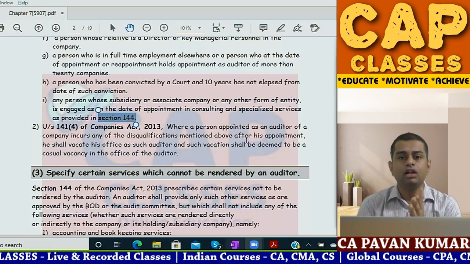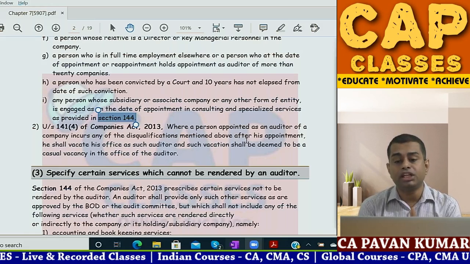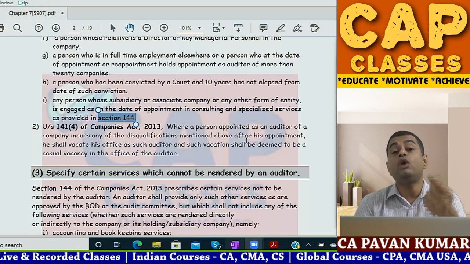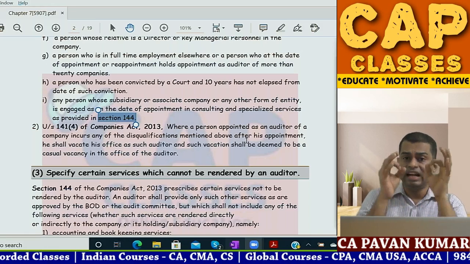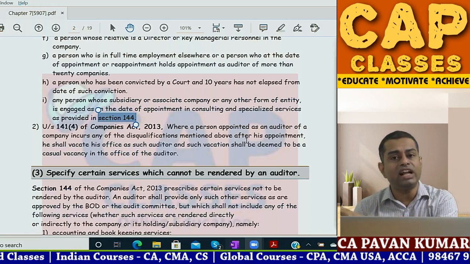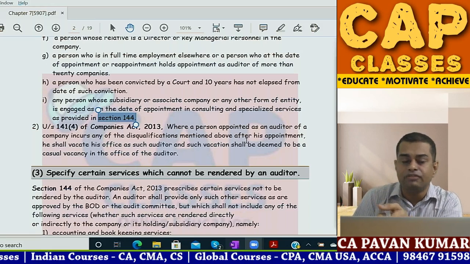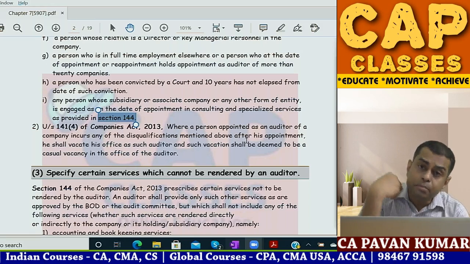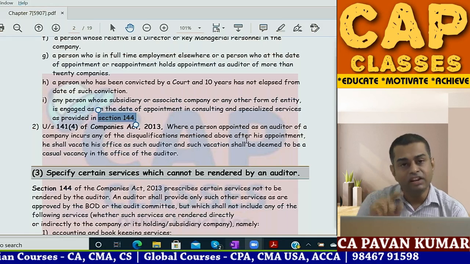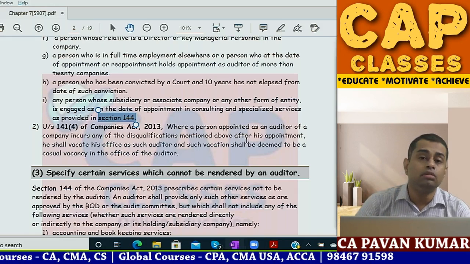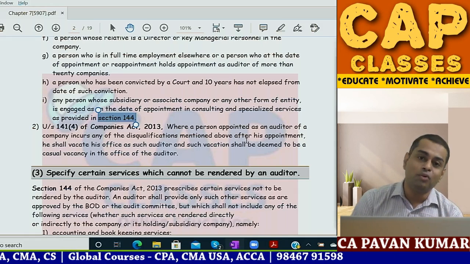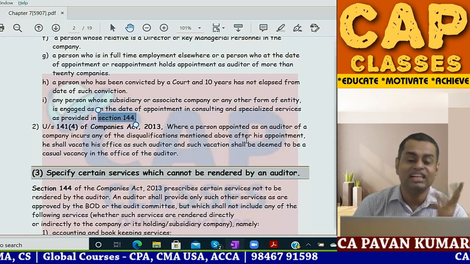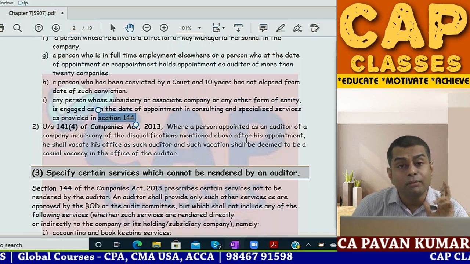The moment you are attracted by subsequent disqualification, you shall be deemed to have vacated your office. Whether you resign, or the company removes you or not, the day your relative is appointed as director of the company, you attracted disqualification, no? So you are deemed to have vacated your office. Even if you do any work after that, there is no validity for that. So when you are removed, prior to that, whatever work you have done also is not valid. That is a different story. So you are removed.